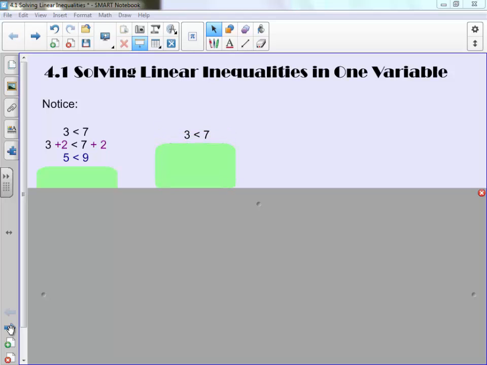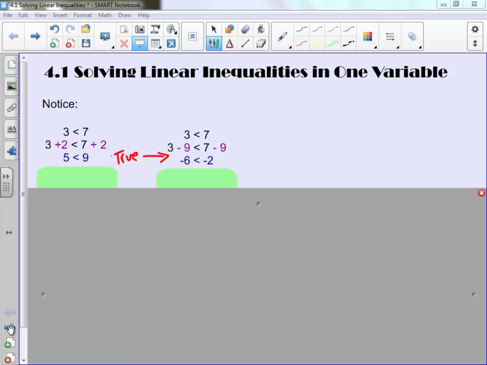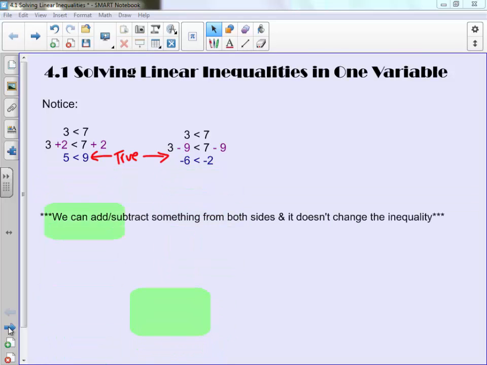What about if we subtract? So once again, we'll start with 3 is less than 7. Let's subtract this time. Let's subtract 9. And I'm just picking numbers here. 3 minus 9 is negative 6, and 7 minus 9 is negative 2. Notice we still have a true statement. So both of these are still true statements. What that tells us is that we can add or subtract something from both sides, and it doesn't change the inequality. Just like we could add or subtract to both sides of an equation, and we were okay.